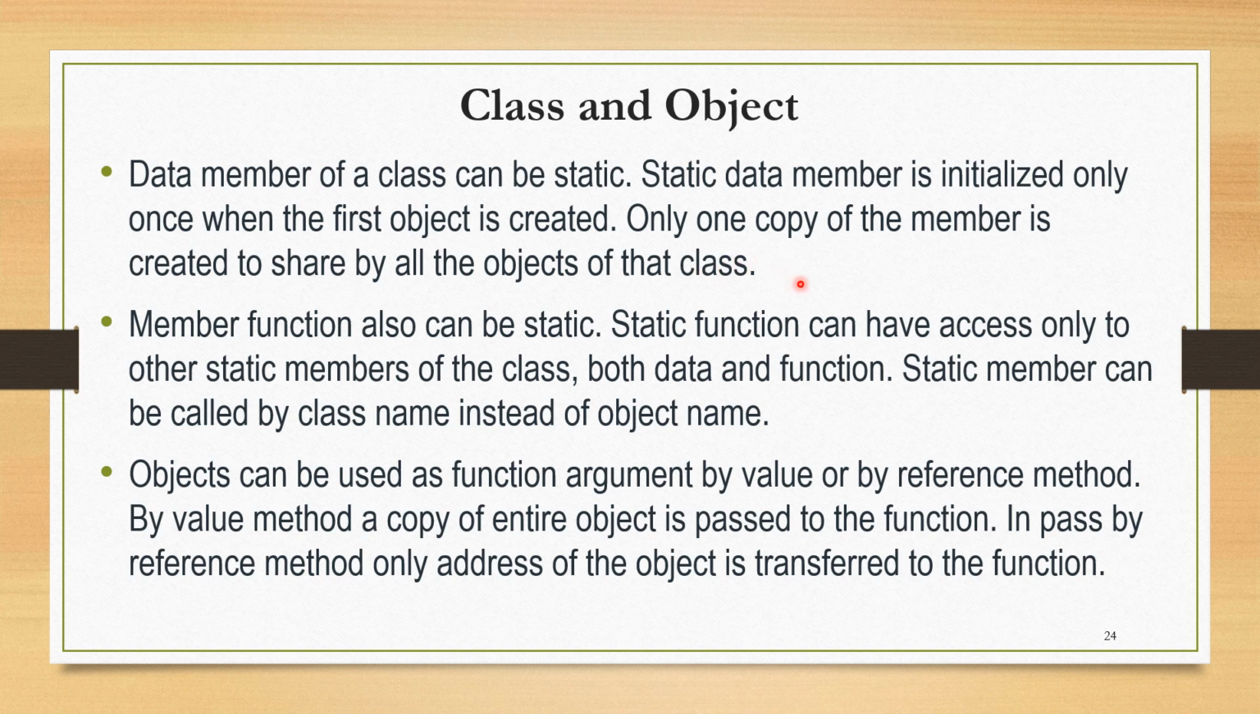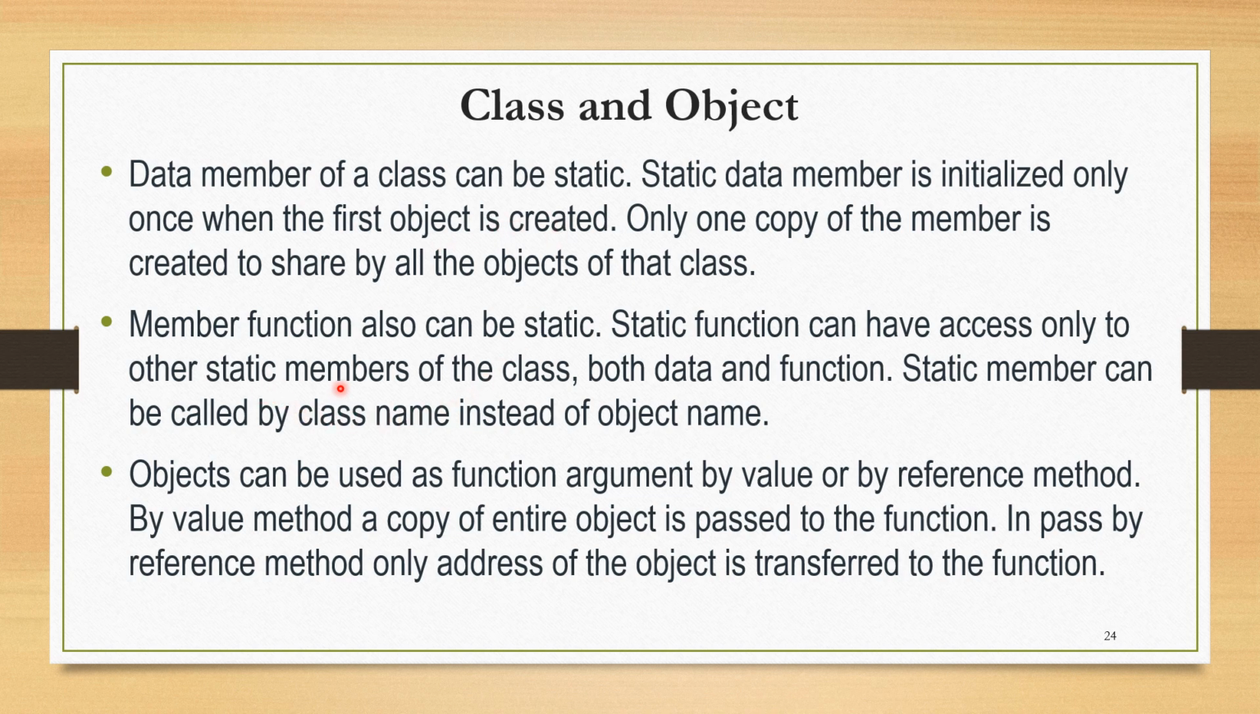That means suppose we define some data member as static. Then when you create the object, that data member will be initialized once. And if you create multiple objects from the same class, the data member will be one only, initialized once, and that one copy will be shared by all the objects of that class. That is one feature of the static data member.